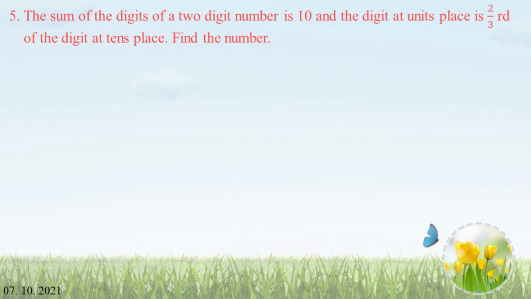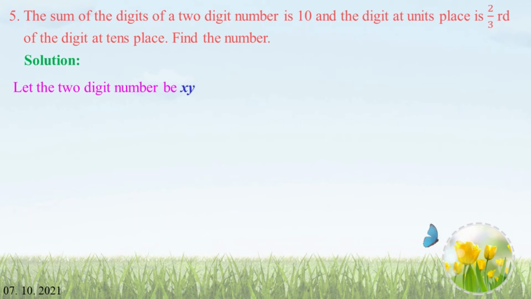The sum of the digits of a two-digit number is 10 and the digit at the unit place is 2/3 of the digit at the tens place. Find the number. Dear children, see the question. What is given? The sum of the digits of the two-digit number is 10, and the units place is 2/3 of the tens place. Okay, now we find that number.